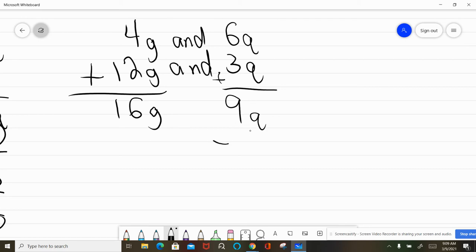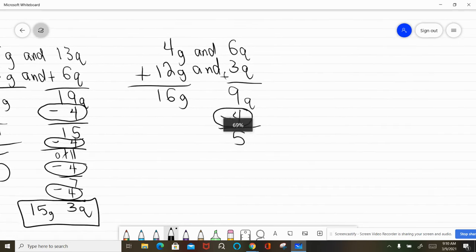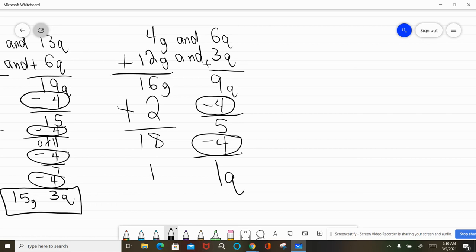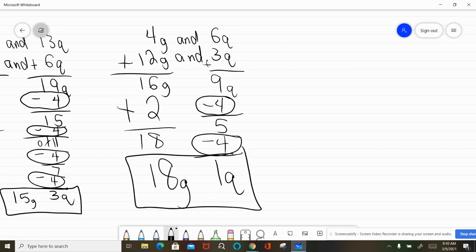So we're going to take away 4 quarts to make 1 gallon. That leaves us with 5. Can we take away another 4 quarts? Yes, if someone has 5, we can take away 4. That leaves us with 1 quart left. And then now we need to see how many gallons we just made out of these quarts. So we made 2 gallons. So plus 2 would be 18. So our final answer is 18 gallons and 1 quart.